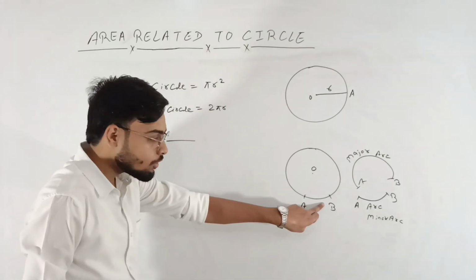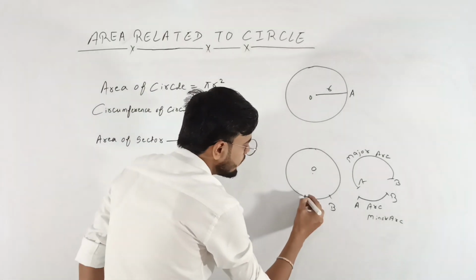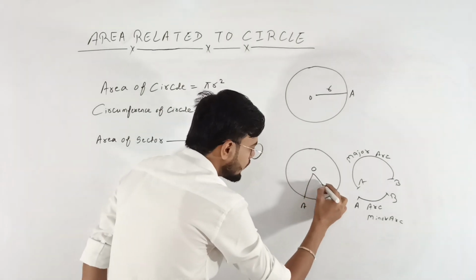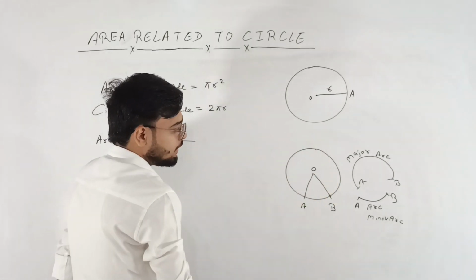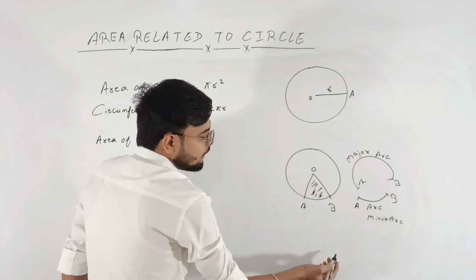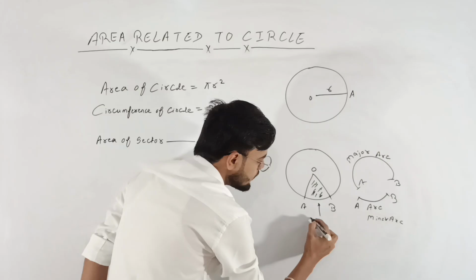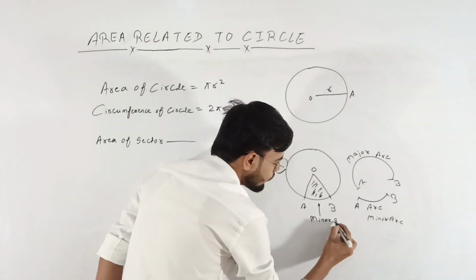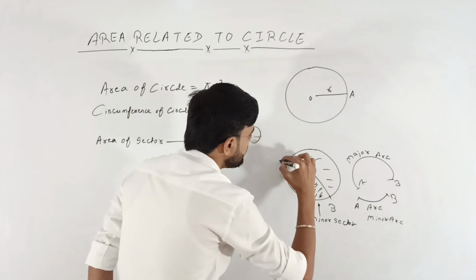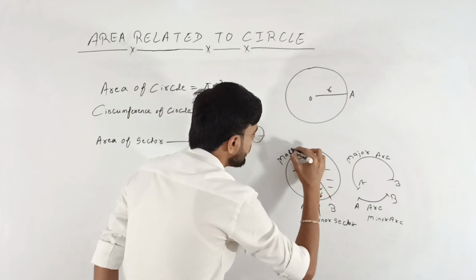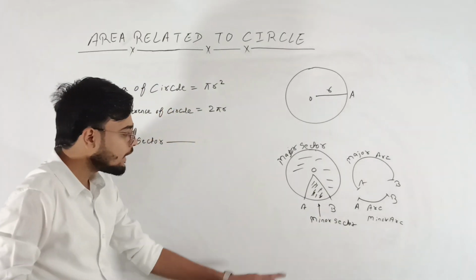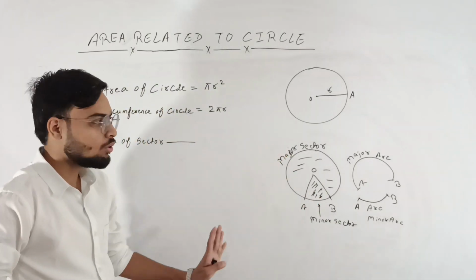Now look how a sector becomes. Now this is a part of this circle. If I join points A and B to the center like that, if I join AO and BO, then this part is called a sector. The smaller one is called the minor sector, and this bigger one is called the major sector. Now, in this chapter, we have to find the area of this minor sector and major sector. Look how we find it.